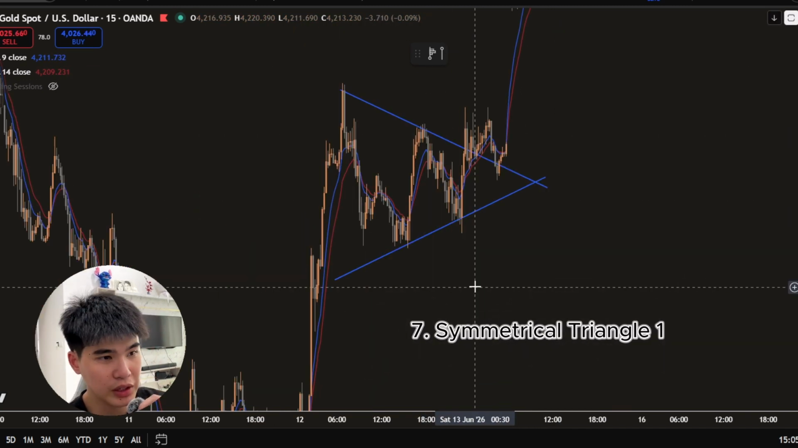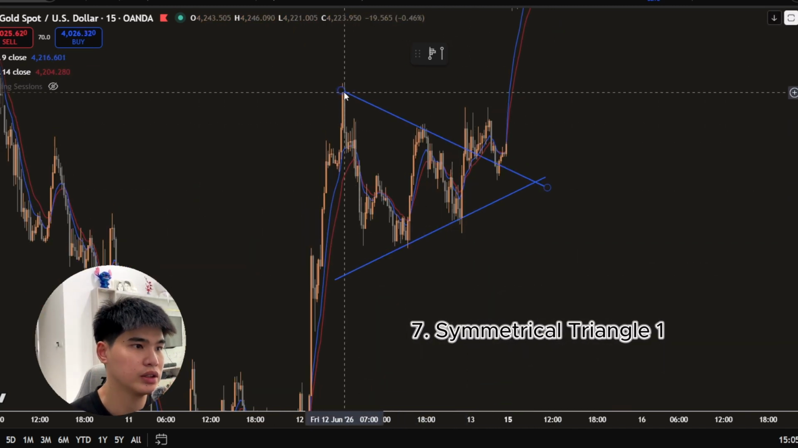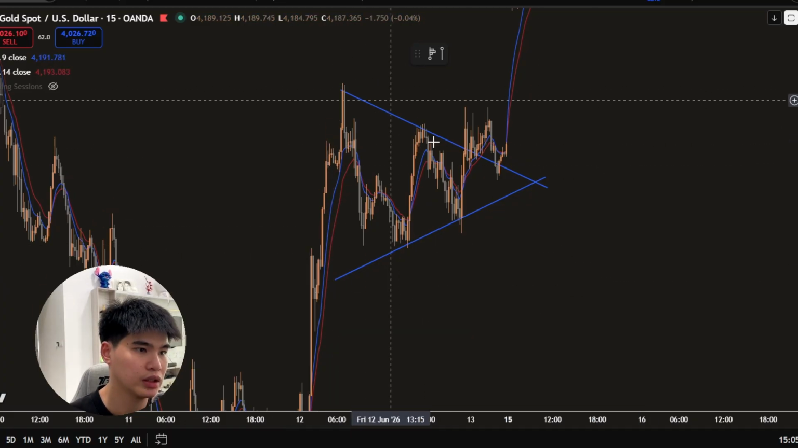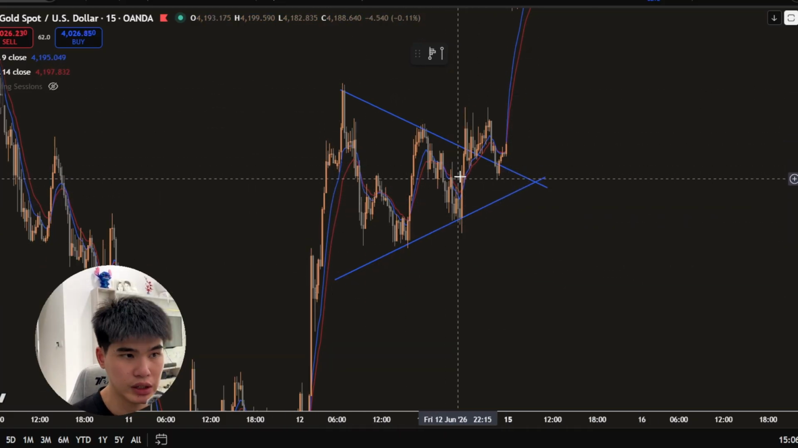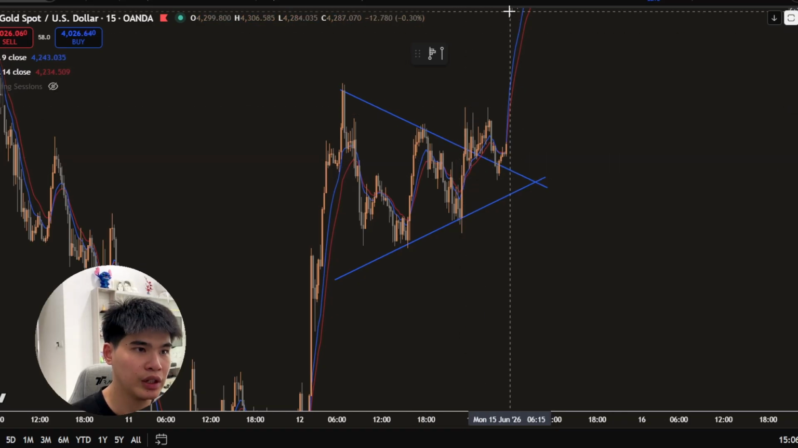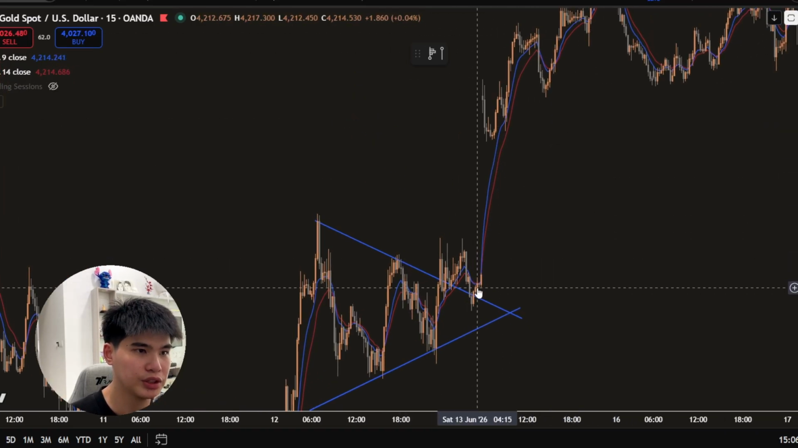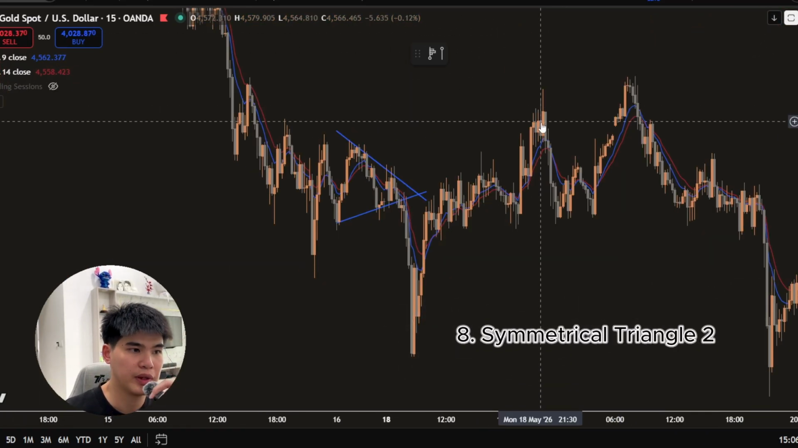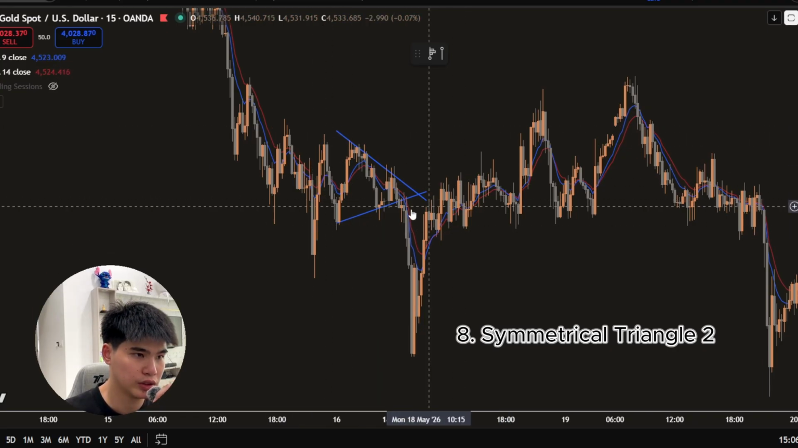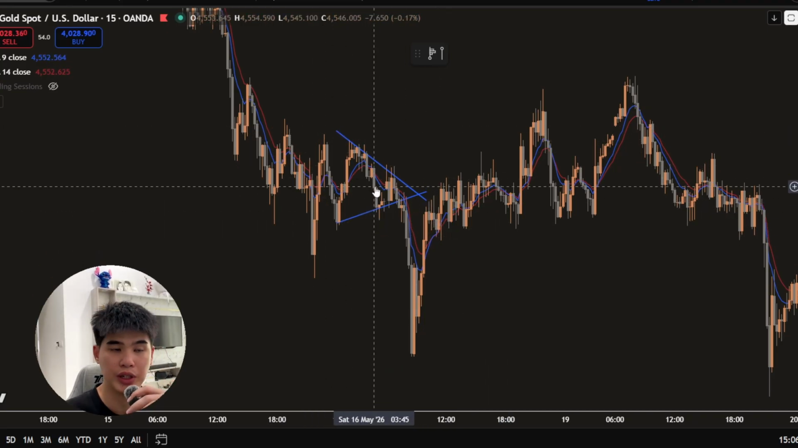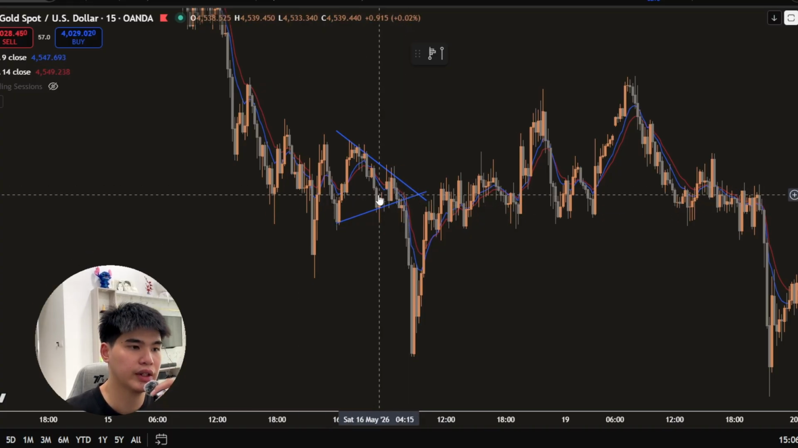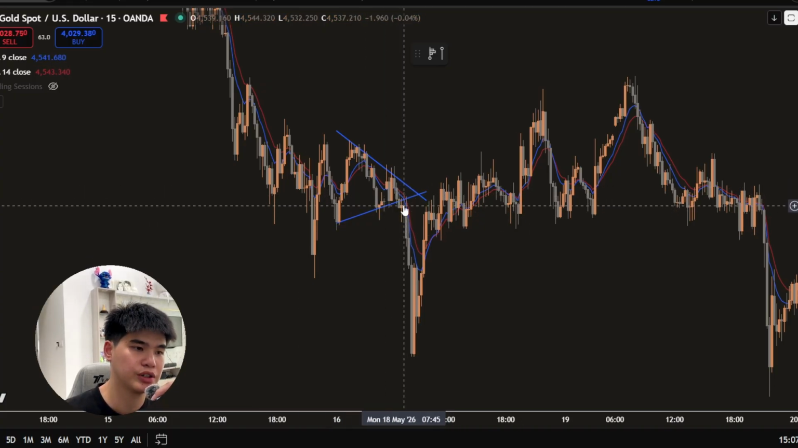And next we have the symmetrical triangle. We can see the top line, the bottom line here, and this triangle looks quite equal, right? Once the price breaks the upside, we can get ready, go for a buy and price eventually shoots up. Another example for a symmetrical triangle, both sides look quite equal, and this scenario is going down. The bottom line has been broken and eventually price just shoots down.